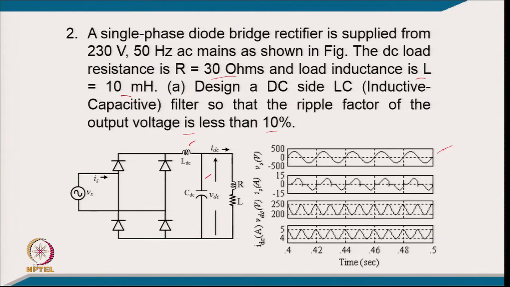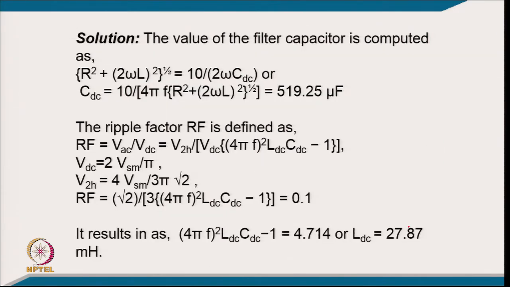After putting in the values, these are the waveforms: supply voltage, supply current, the DC link voltage and the DC link current. Solving this, the value of the filter capacitor is computed from R squared plus (2 omega L) squared, and CDC comes to 519.25 microfarad.